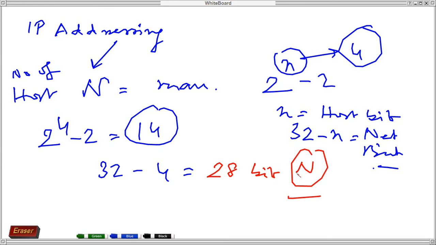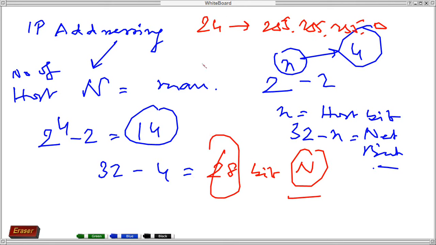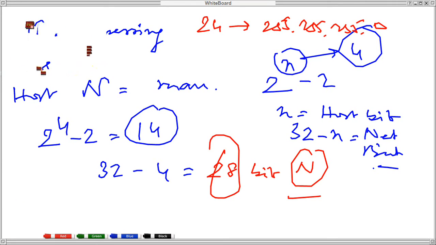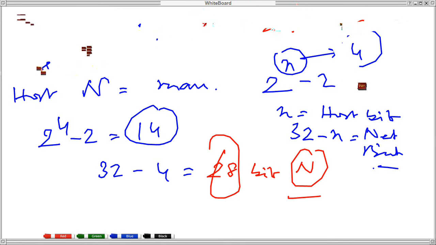Okay, so I have to calculate the subnet mask accordingly. If it was 24 bit, the subnet mask was 255.255.255.0. So how do we calculate a variable length subnet mask (VLSM) when this is 28 bit? I am giving you a table which will help you to calculate the subnet mask VLSM quite easily.